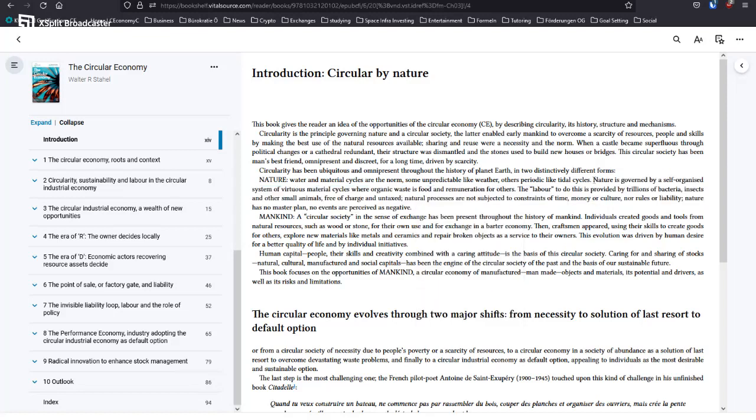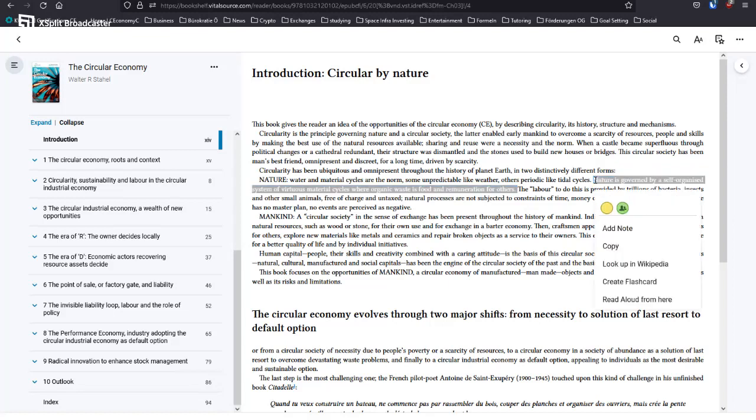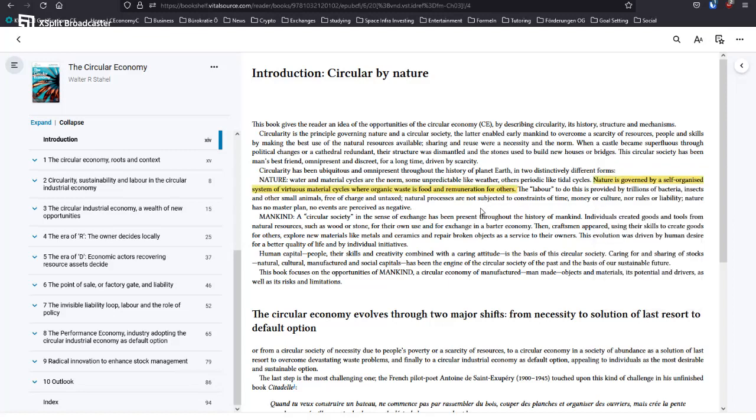So this part here: nature is governed by a self-organized system of virtuous material cycles, where organic waste is food and remuneration for others. This is a very, very important point. The circular economy is by nature a regenerative process. The goal, or one of the goals, of the circular economy is to eliminate waste.